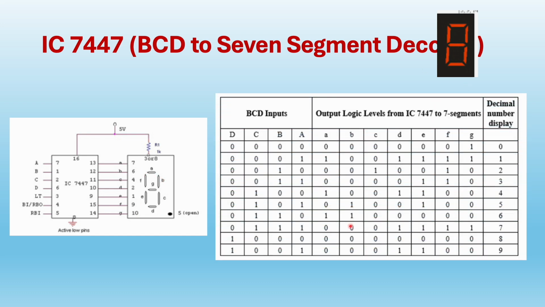And you can observe here, say I have to display 0. So the inputs applied here A, B, C, D are 0, 0, 0, 0. Then the 7 elements are A, B, C, D, E, F, G. To display 0, I would like all to be illuminated except the middle one. And the middle one is G. So G will be 1, all others will be 0, and thereby 0 will be displayed.